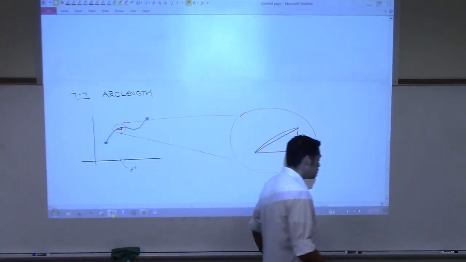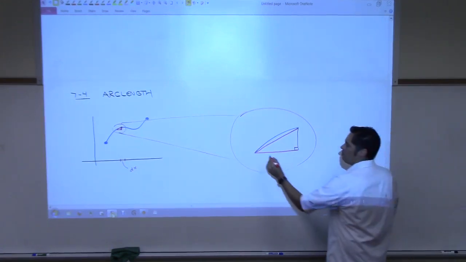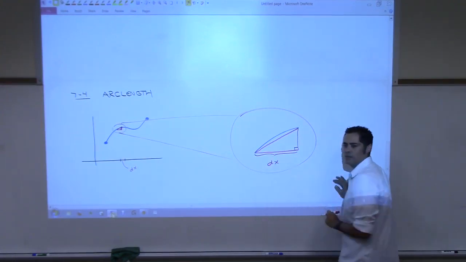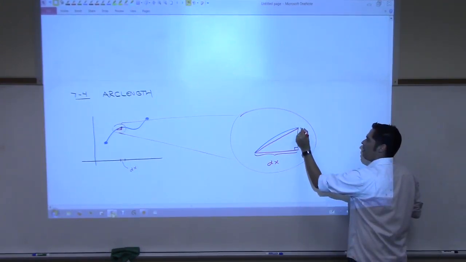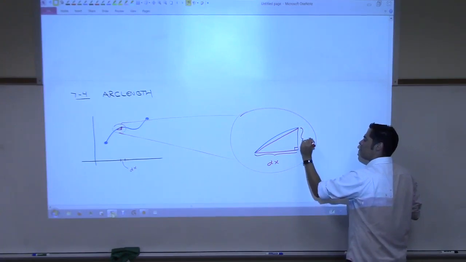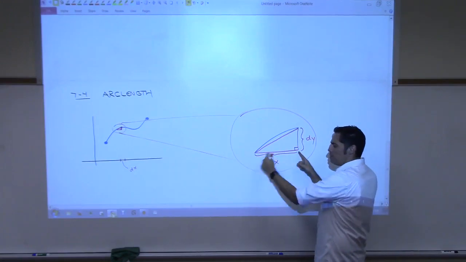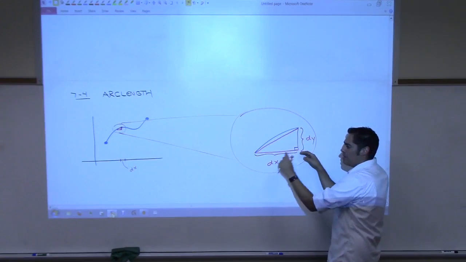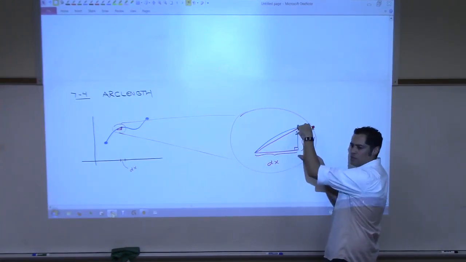Now, when we have right triangles, we like the Pythagorean identity, right? And we know already how wide this is. This is dx. We don't know the hypotenuse, but we want to know it. This side right here is actually dy. If this is the infinitesimal change in x, then this is the infinitesimal change in y. As you go from this point to this point, this is how much your x changes, this is how much your y changes, right?